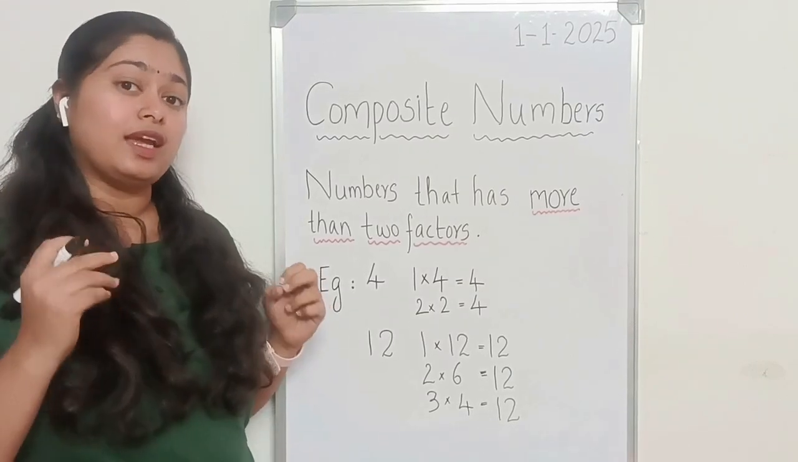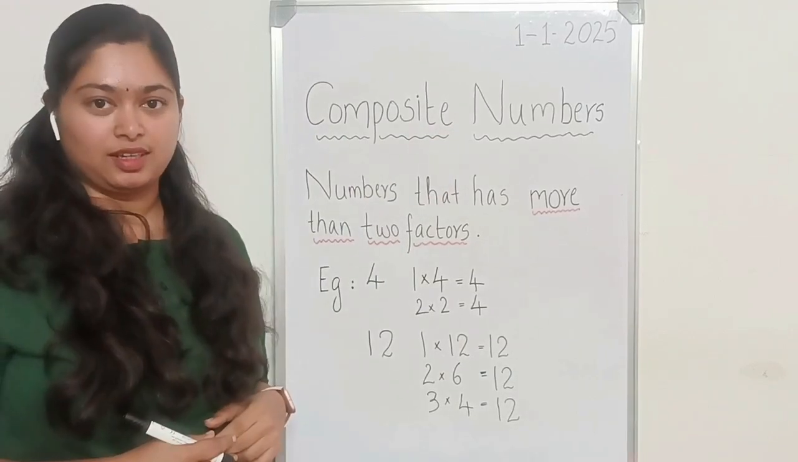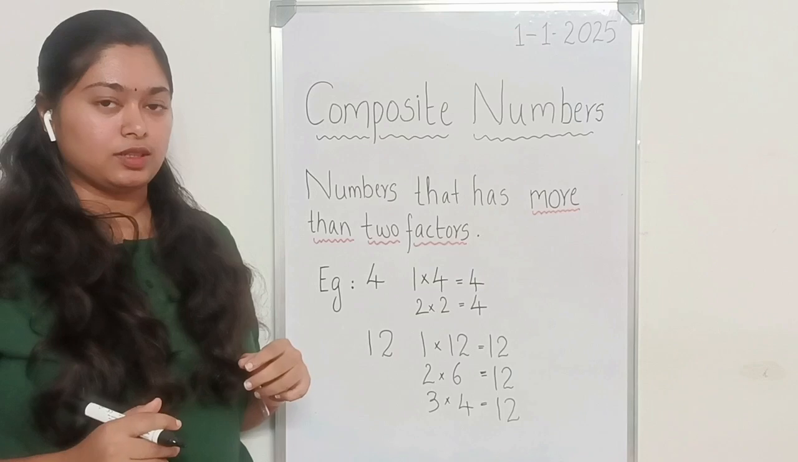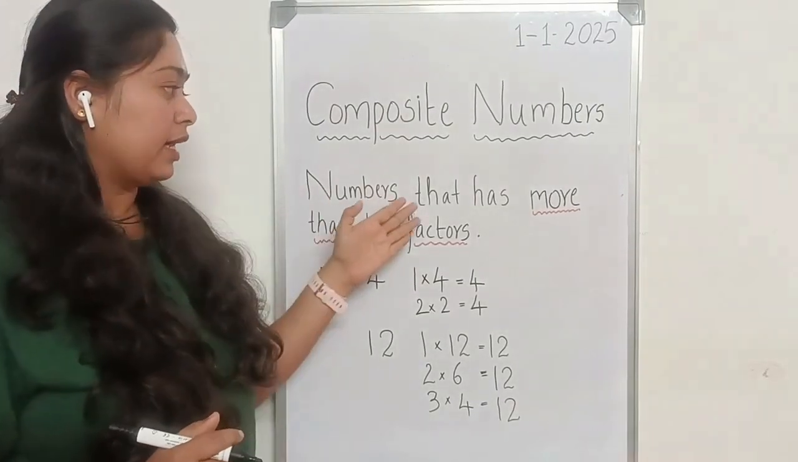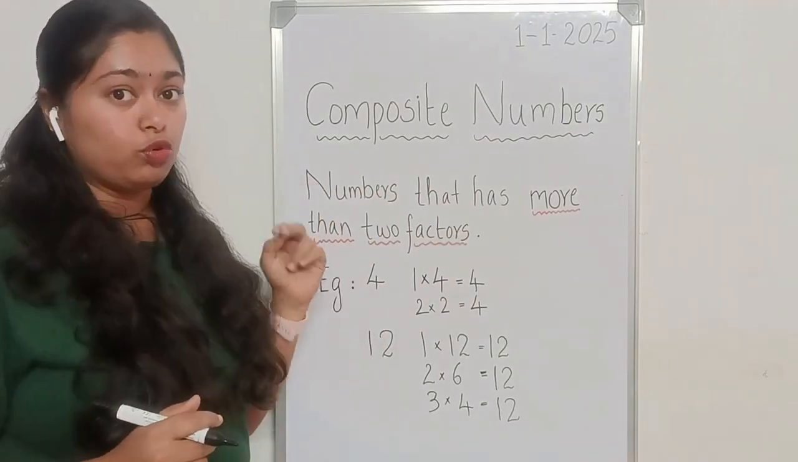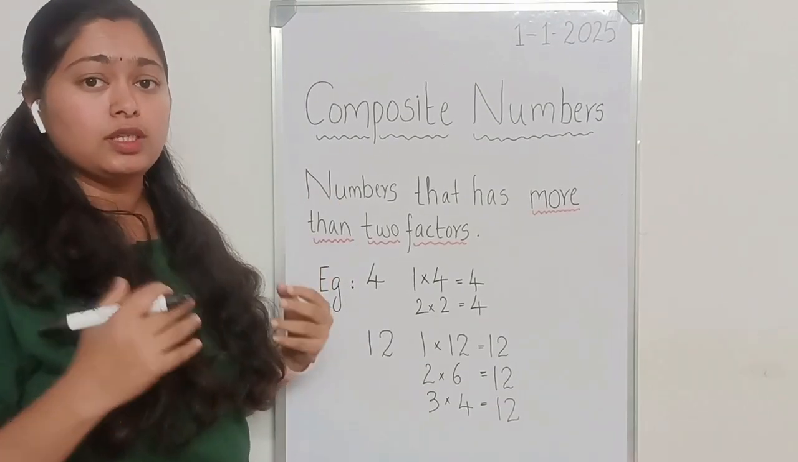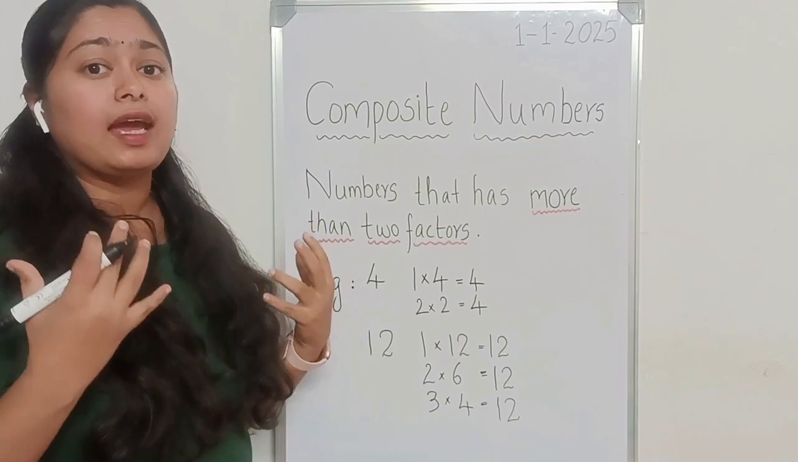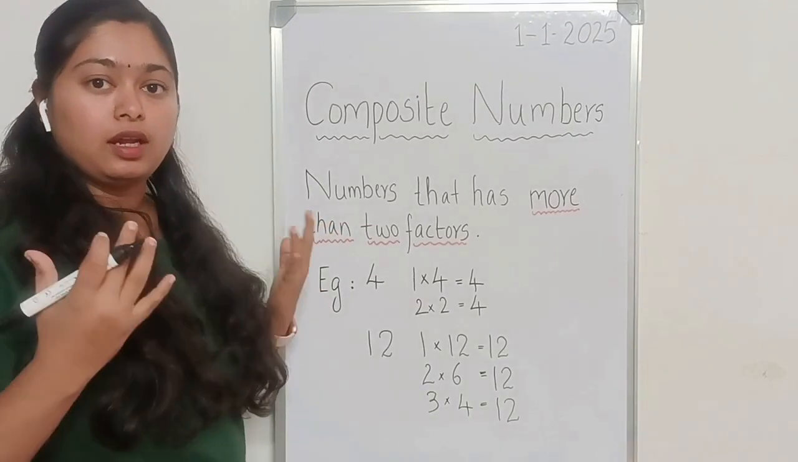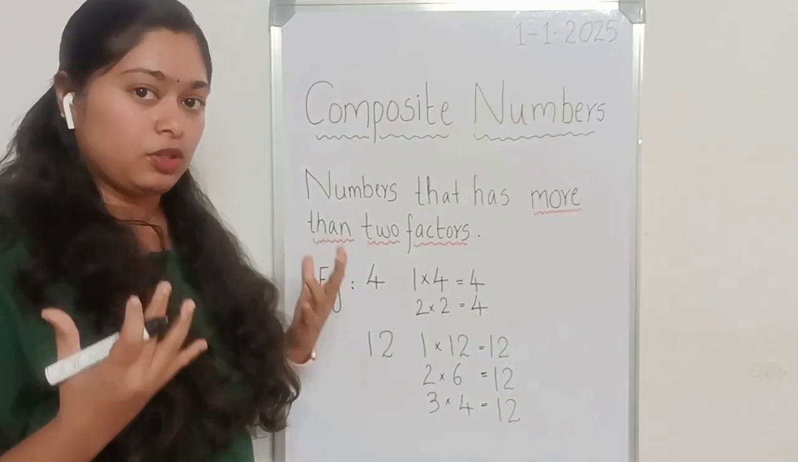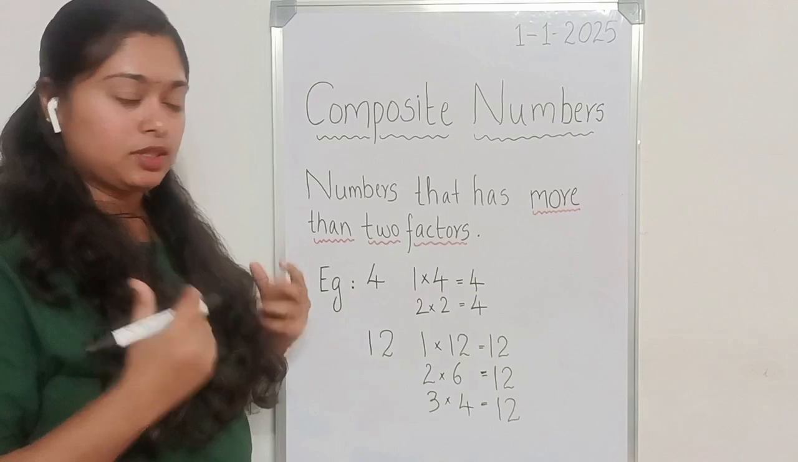So now the next set of numbers that we are going to learn are composite numbers. Let's see what are composite numbers. As a definition, I'll say numbers that have more than two factors. So if you remember, prime number definition was numbers which have exactly two factors. But composite numbers are numbers which have more than two factors. Let's not get confused. Let's look into the examples first itself.